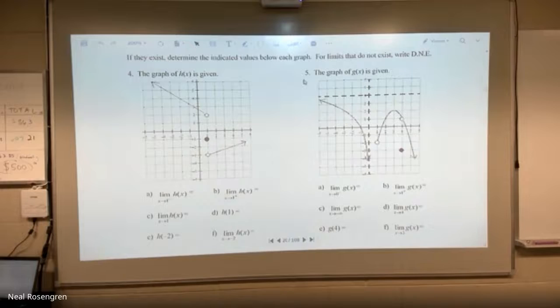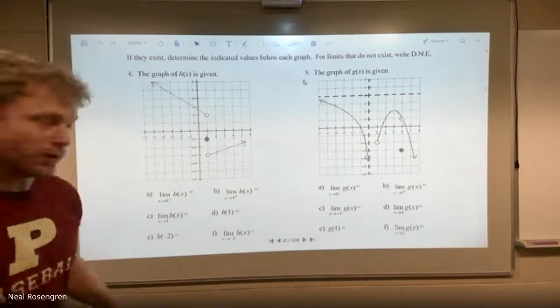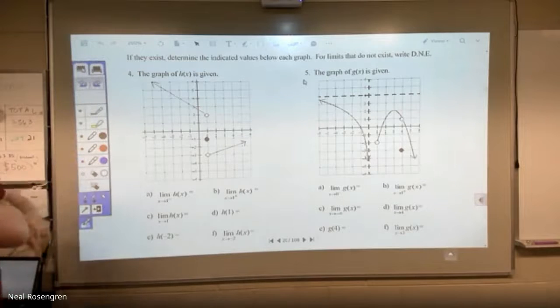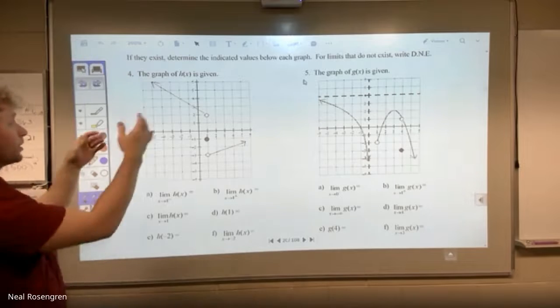So I thought I understood, but I'm just a little confused. Can you maybe go over the first two on number 4? Of course, I can. Let me figure out what I'm doing. All right, so the graph of h of x is given.